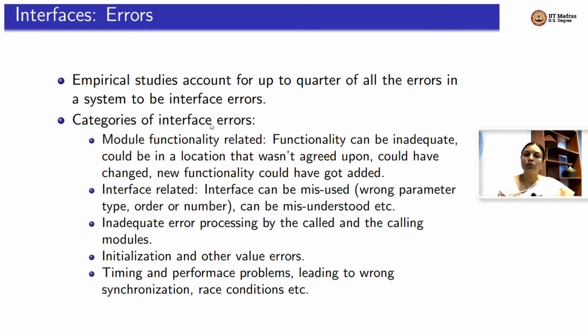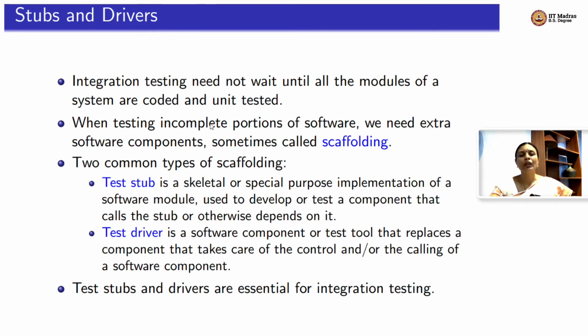It could be related to initialization of variables. It could also be related to delays in the queues, network delays when there are message passing interfaces, which results in timing and performance related delays. Several reasons are there, and interface errors constitute almost 1/4 of the total errors that can occur. So it's important to understand how to test for interfaces.